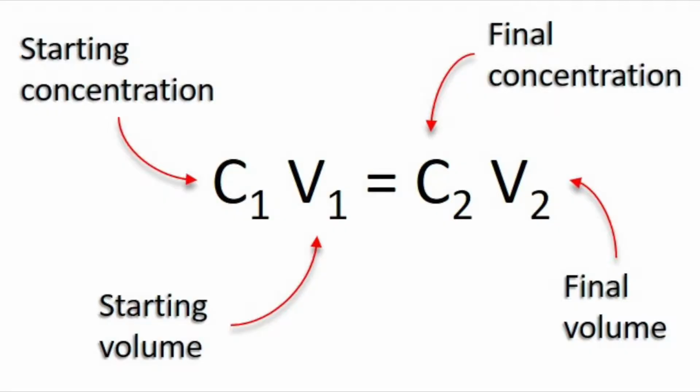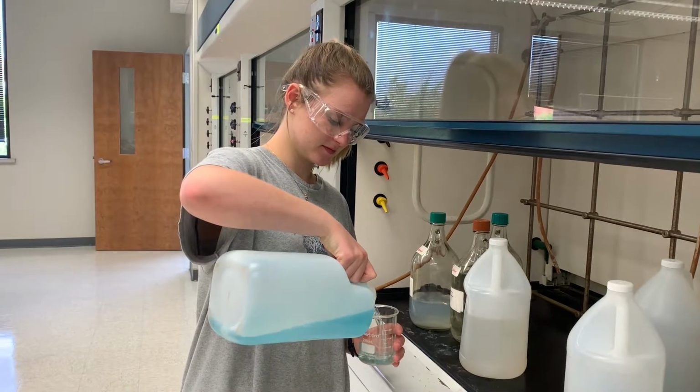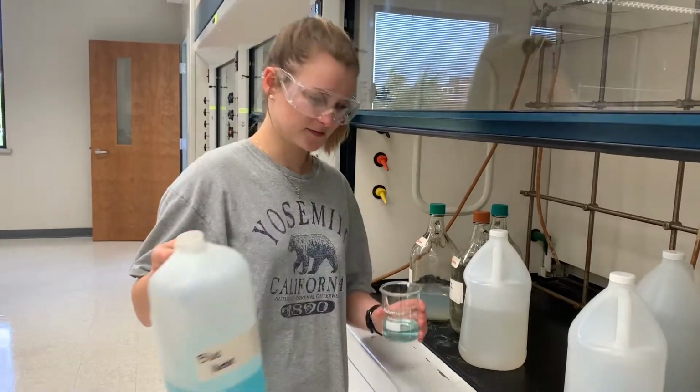The concentration of the stock solution is an important factor of our dilution equation, which is represented by C1. The initial and final volumes are recorded as V1 and V2. With the recorded numbers, we are able to find the final concentration of the dilution.